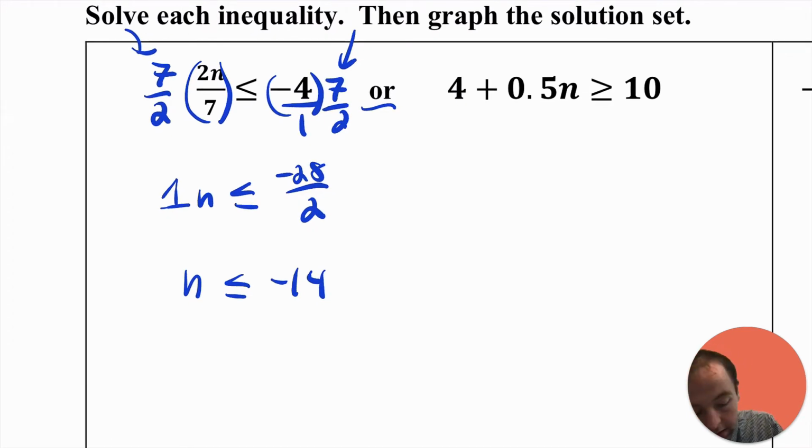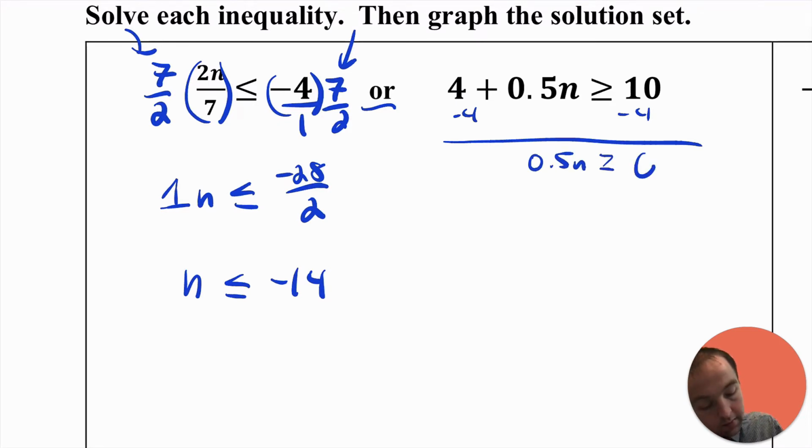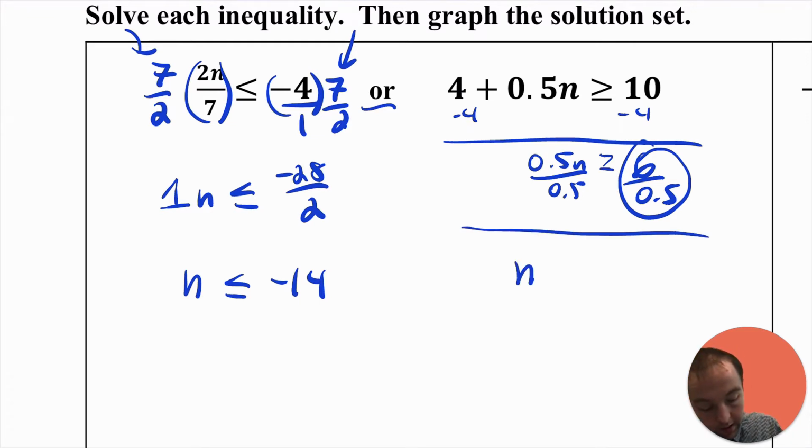Then we go to the other one. I guess we can subtract 4. That's going to give you 0.5n is greater than or equal to 6. And then divide by half. So think, right? 6 divided by half. How many halves go into 6? There should be 12 of them, right? So we end up getting that n is greater than or equal to 12. We didn't have to flip any inequality symbols there either because we didn't divide or multiply by a negative on both sides.